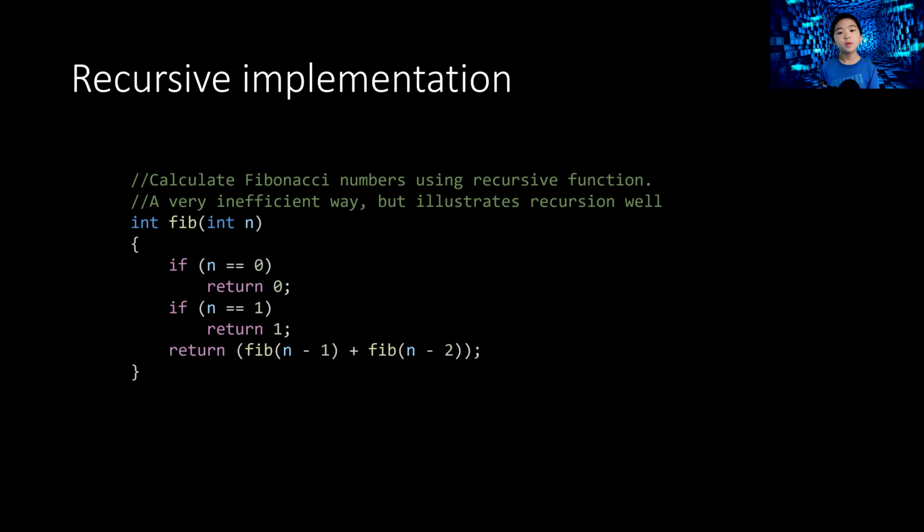This is the recursive implementation of Fibonacci numbers. Here we check for the two base cases. Then we return fib(n-1) plus fib(n-2). This recursive solution looks very nice and clean, but it's actually a very inefficient way to implement Fibonacci numbers. Let's see why.